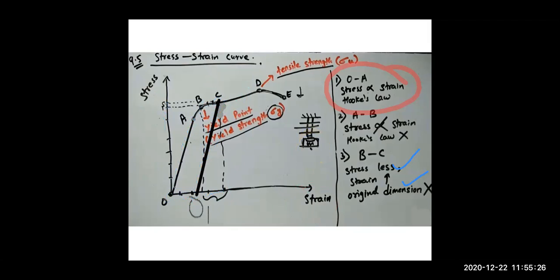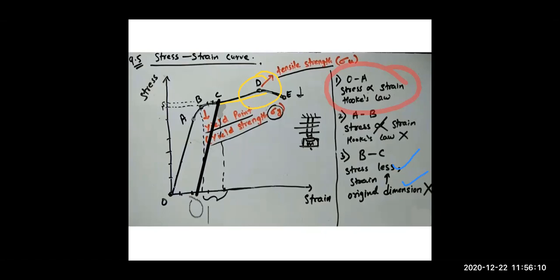Now, let's move further, from point C to D. Children, from point C to D, you can see that if you increase the stress, the strain will also increase, but it is not linear, right? Point D is known as the tensile strength. Means this is the point where it has reached its limit. And further, even if you remove the load, the wire is going to break.